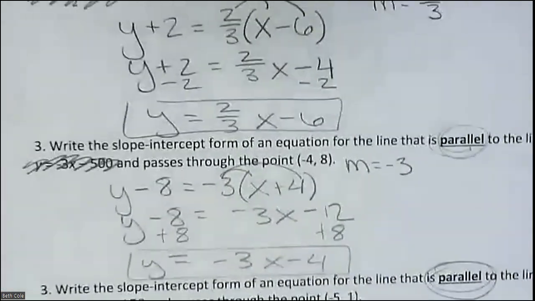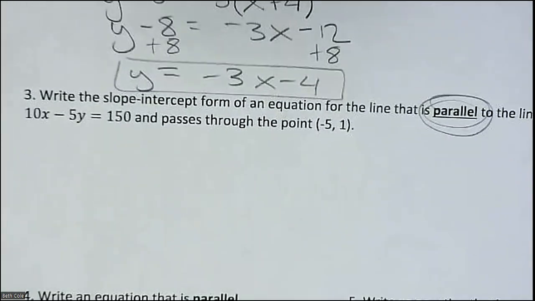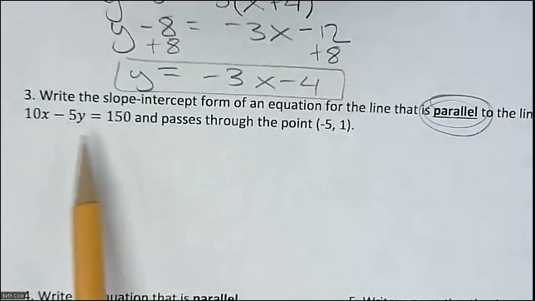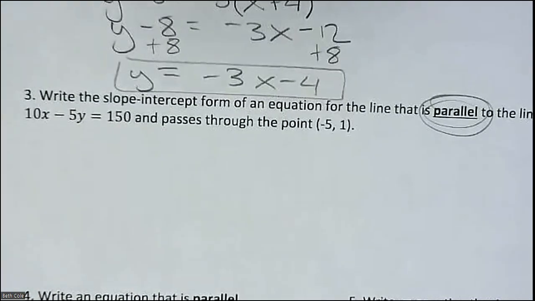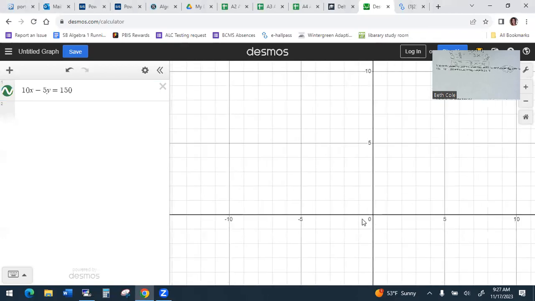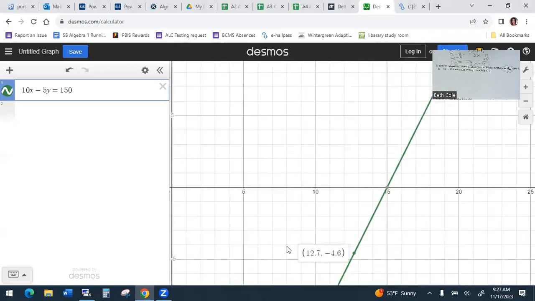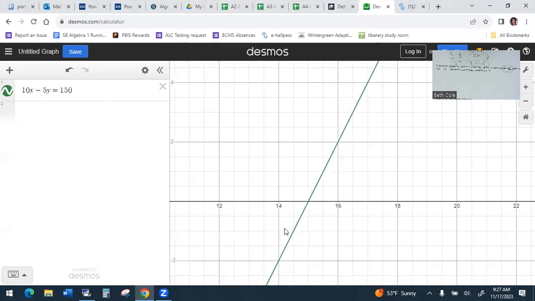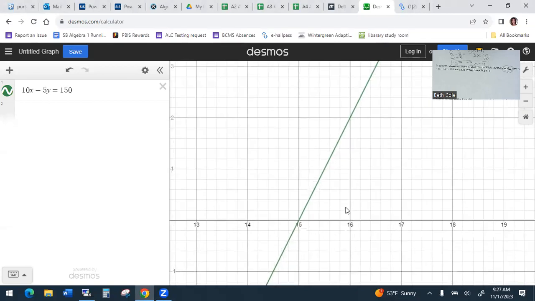Now here's the thing. Unlike the ones before, where we were able to just look at it and see what the slope is, since I can't tell what that slope is, I'm going to type it into Desmos. So can you all just watch, please? All right, it's 10x minus 5y equals 150. And I'm going to find it. There it is. And we're going to count the little boxes, okay? You have to find some pretty points and count the little boxes.